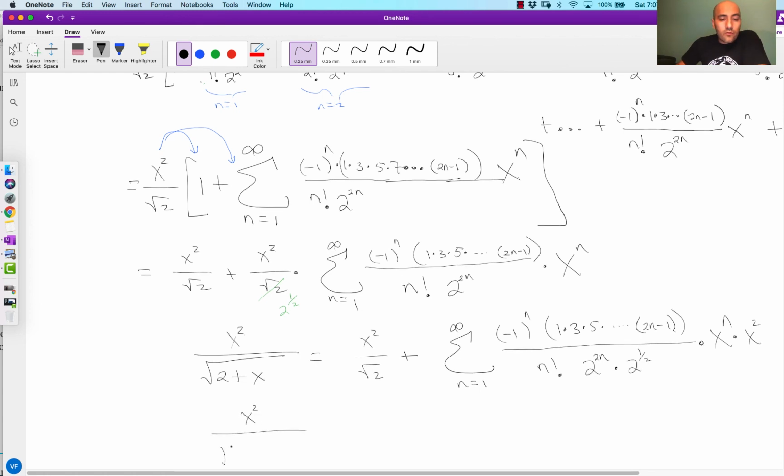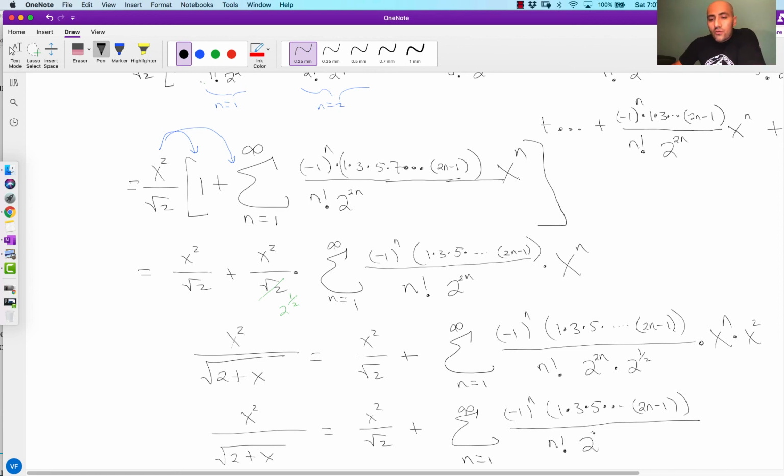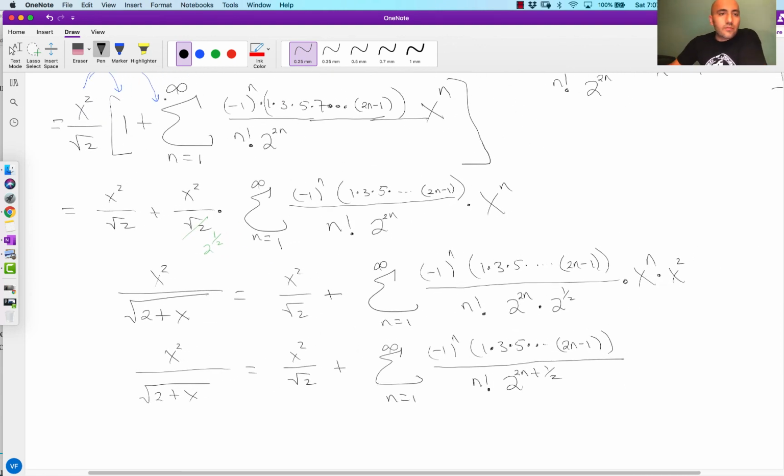x squared all over root 2 plus x is equal to x squared over root 2 plus the sum from 1 to infinity of -1 to the nth power, 1 times 3 times 5 times dot dot dot all the way out to 2n minus 1, right? All of that gets divided by n factorial 2 to the 2n plus 1/2, right? So if we combine these two exponents, we get 2 to the n plus 1/2. Let me fix that a little bit, it looks messy.